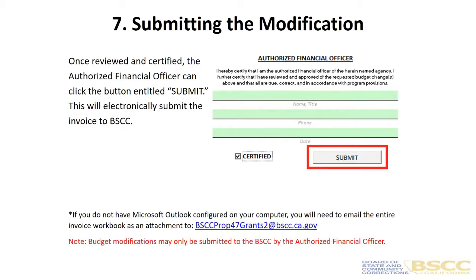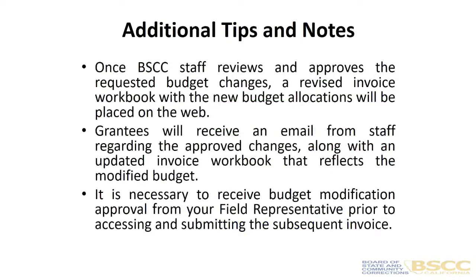Okay? All right, so takeaways. Before you submit a budget modification, make sure that you discuss it with the field representative before making that submission. And then also just letting you know that once you make the submission to us, you will receive an email from us. So we will email you letting you know that your budget modification was approved, and we'll give you a new workbook. And that's when you'll be able to submit your invoice to us that is for the budget modification that you submitted.